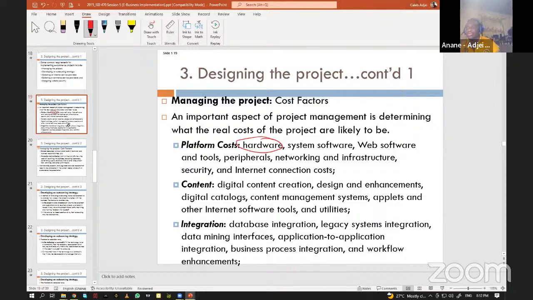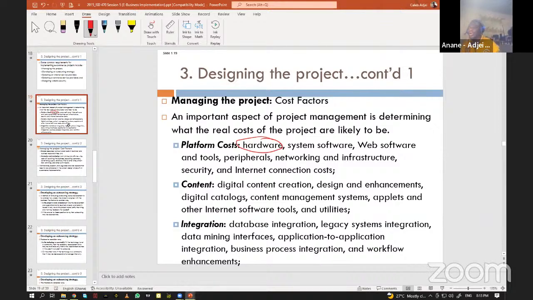Number two, we'll be looking more into this in our next lecture, which is our Unit 6 lecture, the infrastructure. Then the system software. What type of software do we need? Operating system. Are we going to use Linux? Are we going to use Windows? Are we going to use Mac? Which operating system are we going to use? The web software and the tools, the peripherals, the networking and infrastructure, security, internet connection costs. All these things are very, very necessary to take into consideration.